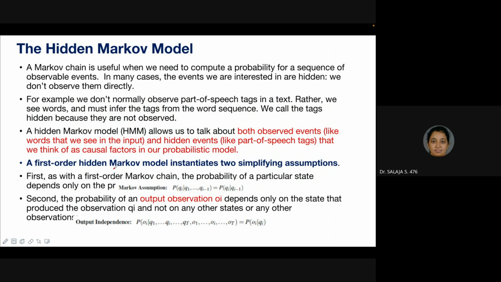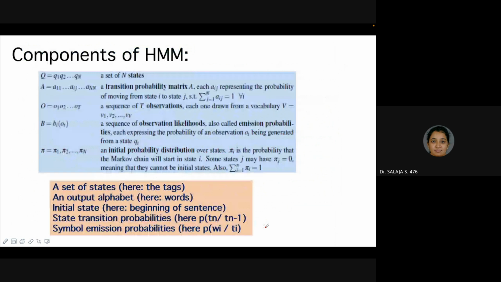Now we also have something called a hidden Markov model. What does this do? It takes in two assumptions. The first one is the Markov assumption, where the probability of Qi is based on Q1 to Qi minus 1, which is shortened to P of Qi given the previous state it is in, which is Qi minus 1 alone. Now the output dependence would have to take from Q1 till Qi, but we'll confine it to the current state of the system, which is Qi.